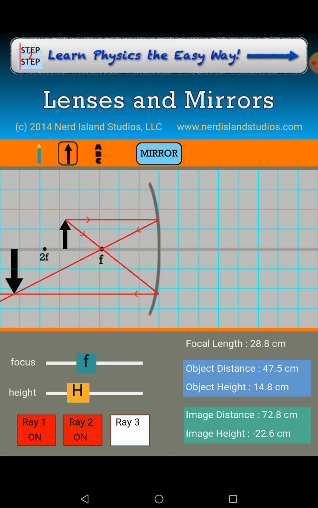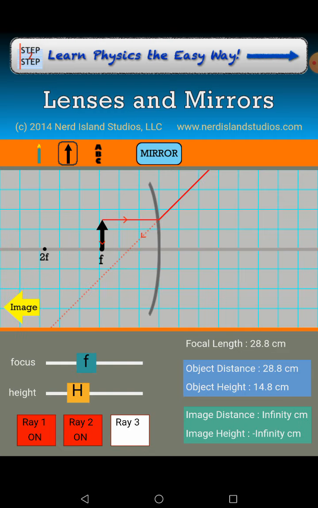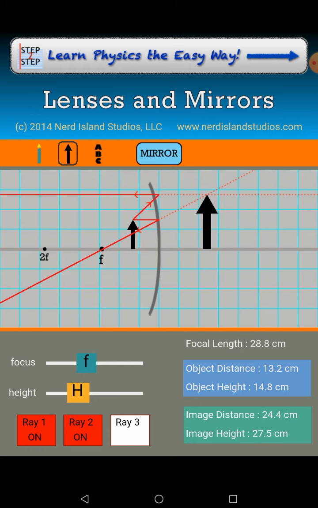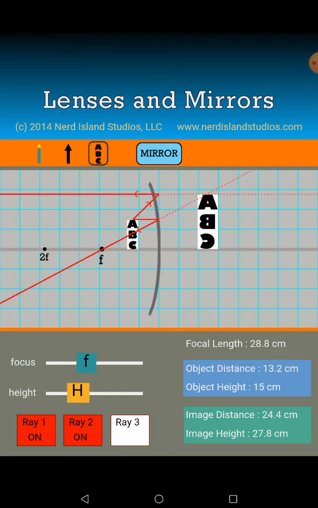Then the object is between 2f and f. Now it is beyond 2f, it is now at focus, the image will be formed at infinity. And if the object is between the focus and pole, it is behind the mirror, the image becomes virtual and erect. We can also change it to be like this, ABC.